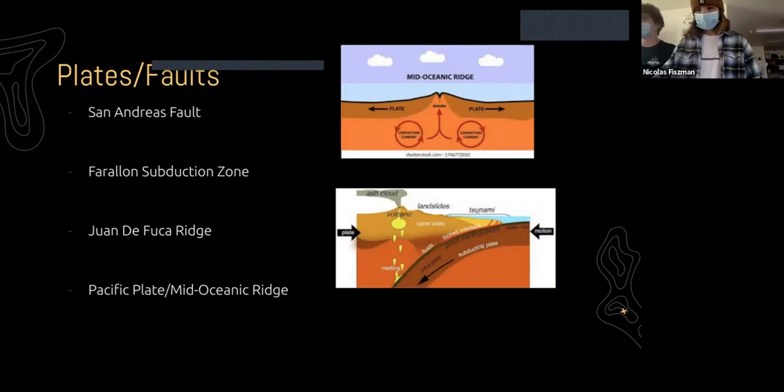Okay, and some of the plates and faults in the Coastal Range. So there are multiple large geographic features on and off the Coastal Range. One of the largest and most well-known is the San Andreas Fault. This fault was created 30 million years ago due to the Pacific Plate and North American Plate meeting. Before that, the Farallon Plate was one of the largest in the area. The plate is long gone, though, as it subducted under the North American Plate before the San Andreas Fault was created. Shown above is a diagram of a subduction zone.